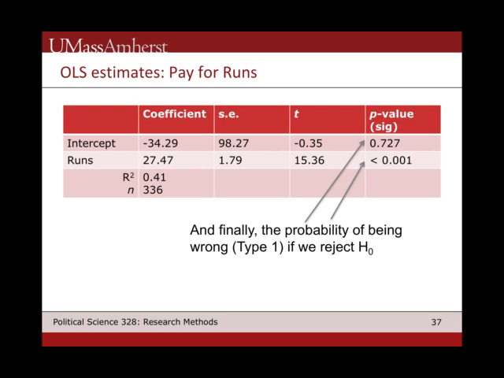So the null hypothesis is that the relationship between runs and salary is equal to 0. If we reject that null hypothesis and say there is a relationship, then we only have a 0.1% chance of being wrong, because there's only a 0.1% chance that the number we observed could have been generated randomly if the true value was 0.